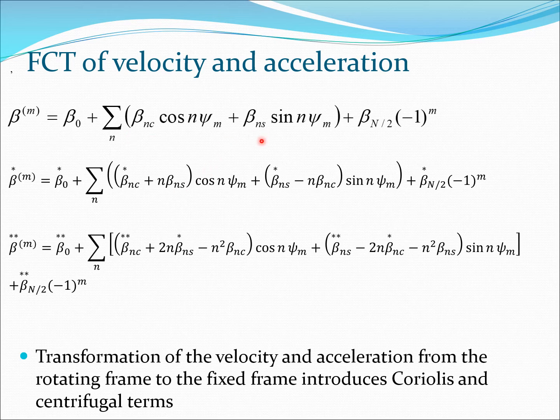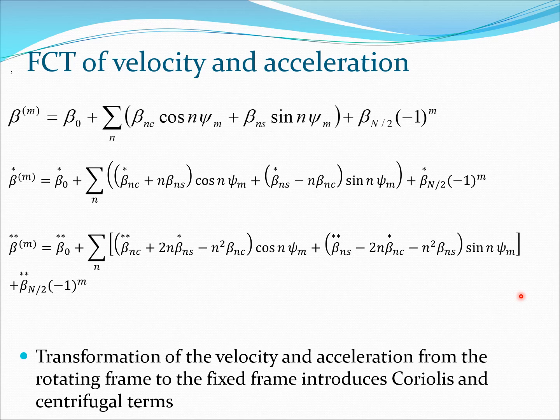Similarly, if we take the second term here, we will get one term involving beta ns star sine n psi m, and another term that becomes beta ns into n cos n psi m. Okay, differentiating this equation here, one more term will simply become beta star n by 2. We follow this process, take one more derivative, and you get this term out.